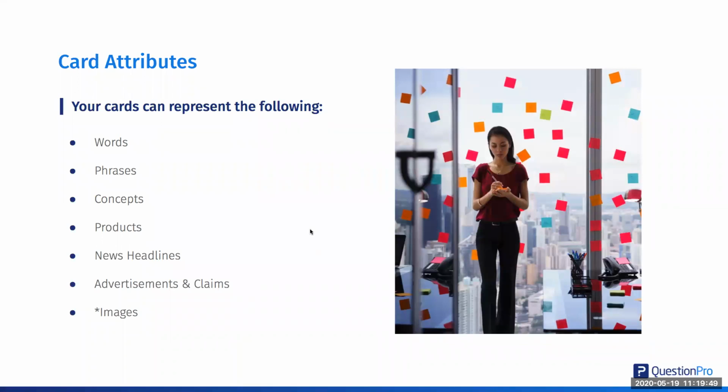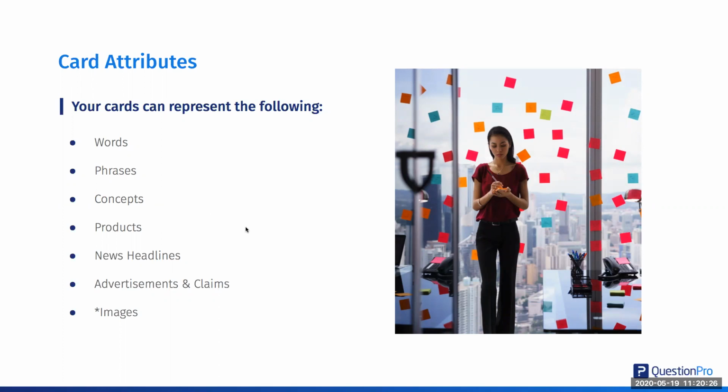So now, what information do we put on our cards? What exactly are our card attributes? They can be a list of any of the following. They can be written out as words. You can use phrases, or advertisements and claims. You can use concepts, whatever those concepts may be. You could list out products that you're currently building or pushing out, whether they're already existing products or a lineup of new products, anything like that.